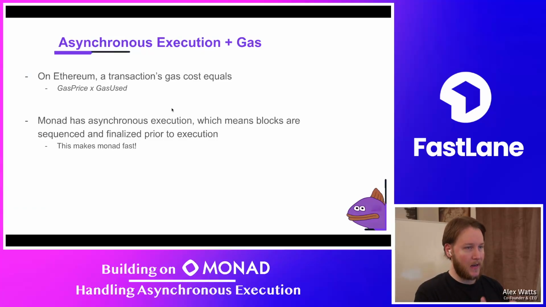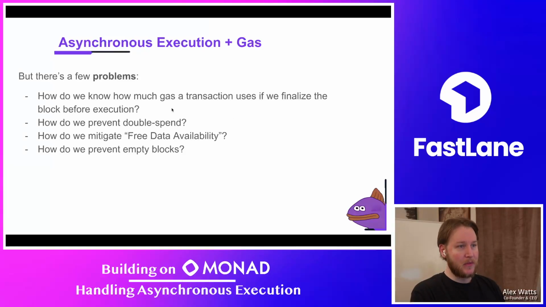This is a huge advantage. It's a huge unlock. It interleaves consensus and block building with actually executing the block and generating that state. It's one of the main reasons why Monad is able to be so fast. But there are a few problems with interleaving execution with consensus, such as if we don't actually execute a block, how do we know how much gas a transaction actually uses inside of that block in order to make sure that there's room for it? How do we prevent double spend?